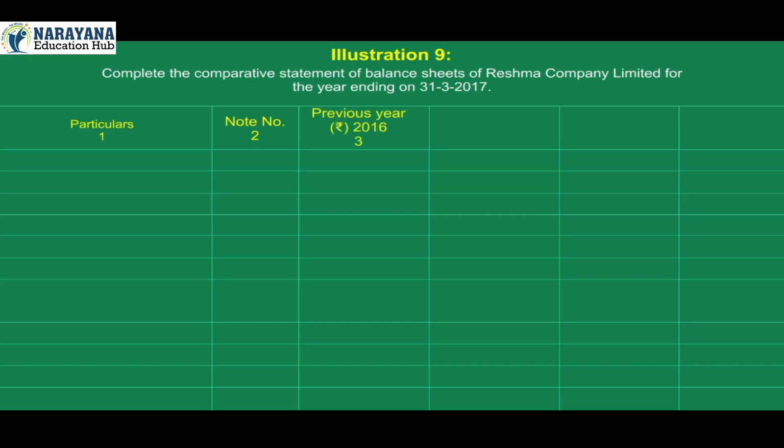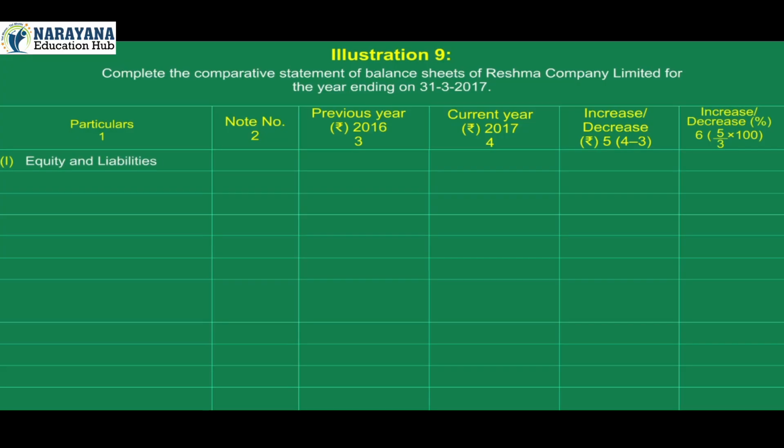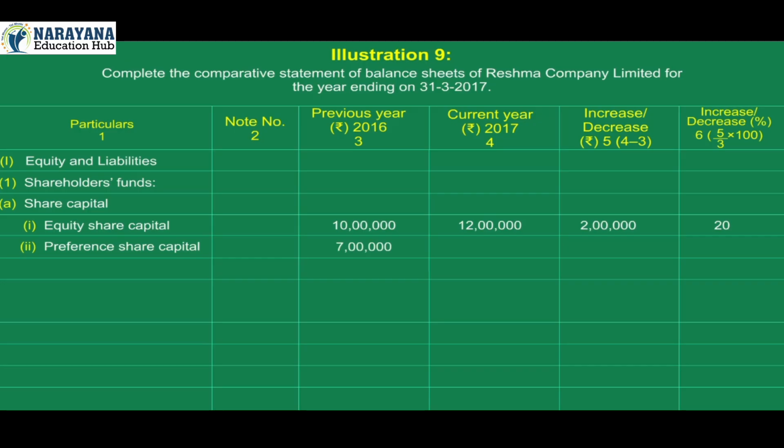Particulars 1. Note number 2. Previous year 2016 3. Current year 2017 4. Increase or decrease 5. In bracket 4 minus 3. Increase or decrease in percentage 6. In bracket 5 divided by 3 into 100. Number 1. Equity and liabilities. 1. Shareholders funds. A. Share capital. 1. Equity share capital 10 lakh, 12 lakh, 2 lakh, 20%. 2. Preference share capital 7 lakh, 10 lakh 50,000, 3 lakh 50,000, 50%.